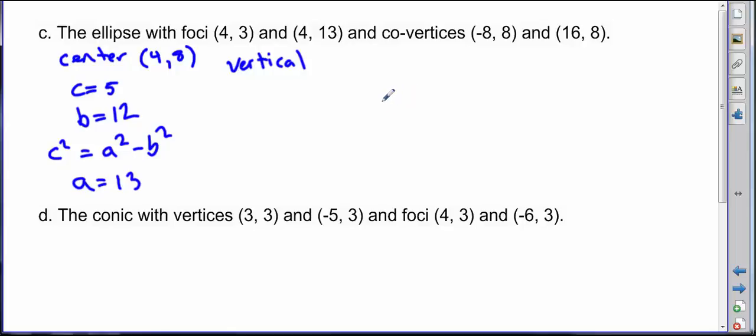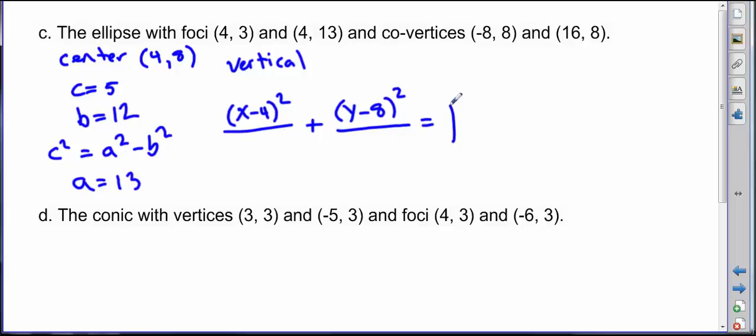And I actually think we have enough information right now to go ahead and write our rectangular form. We know that the center's at (4, 8), so we can do (x minus 4) quantity squared. I'll deal with the denominator in a minute. It's an ellipse, so we're going to have plus, and then we'll have (y minus 8) quantity squared. We'll deal with that denominator in a moment as well. And it's equal to 1.